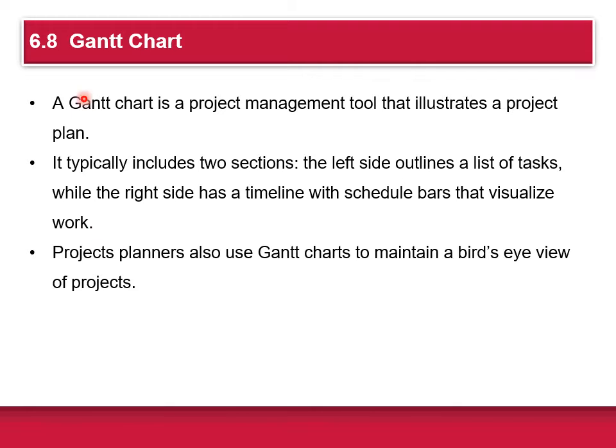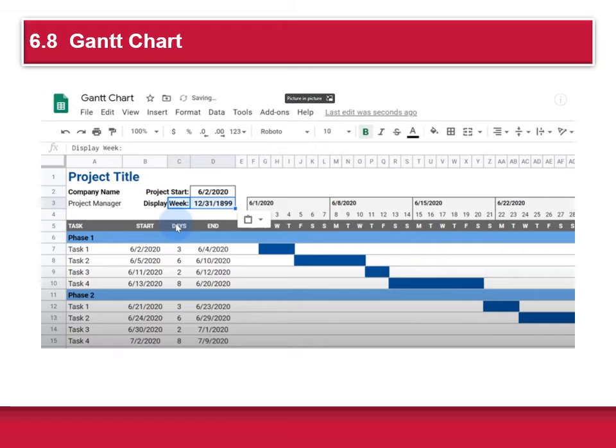So first of all, what is a Gantt chart? A Gantt chart is a project management tool that illustrates a project plan. Project planners like to use it because it gives them a bird's eye view of the project, an overview. It typically includes two sections. The left-hand side outlines a list of tasks, while the right-hand side has a timeline with scheduled bars that visualize the work. The following example shows a Gantt chart that's created in Google Sheets.